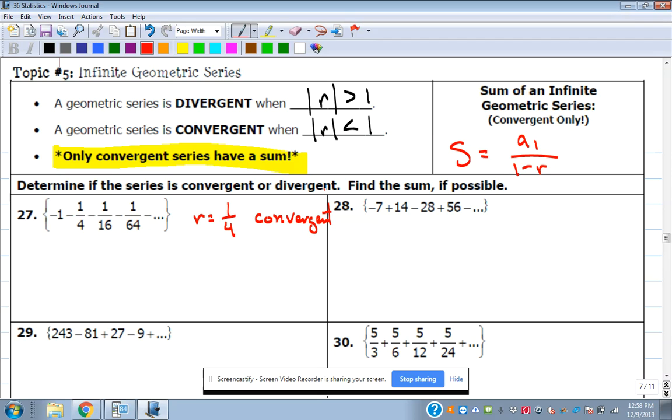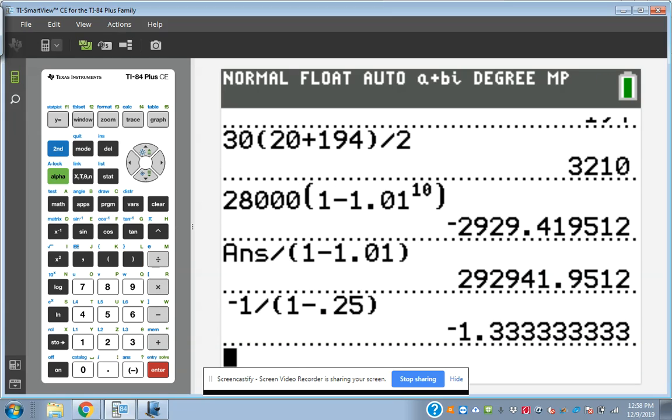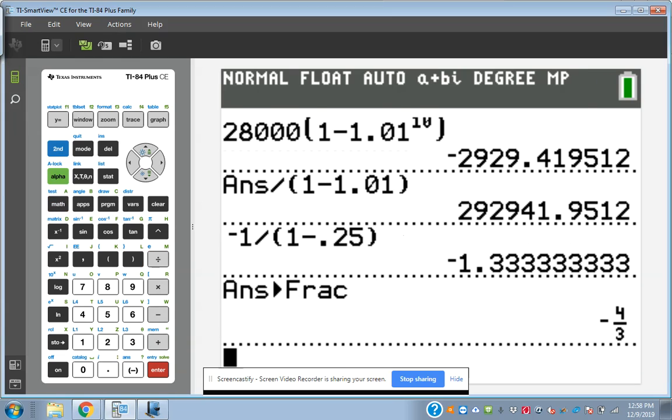And then we find the sum of that by just plugging this into the formula. -1 over 1 minus 1/4. It is that easy. Negative 1 divided by 1 minus 0.25, which is 3/4. Negative 4/3.